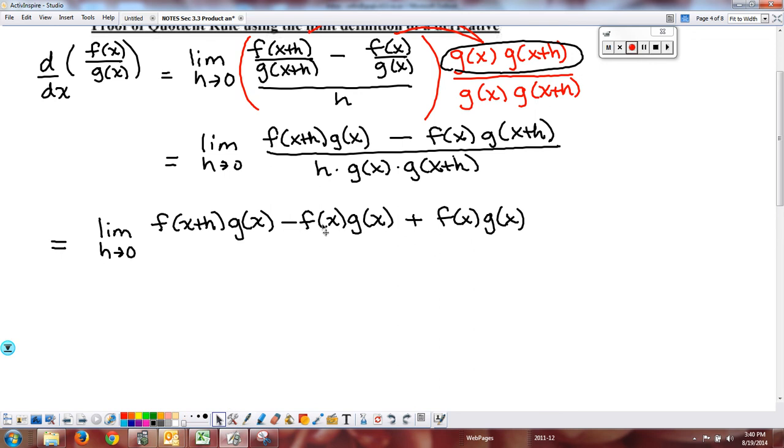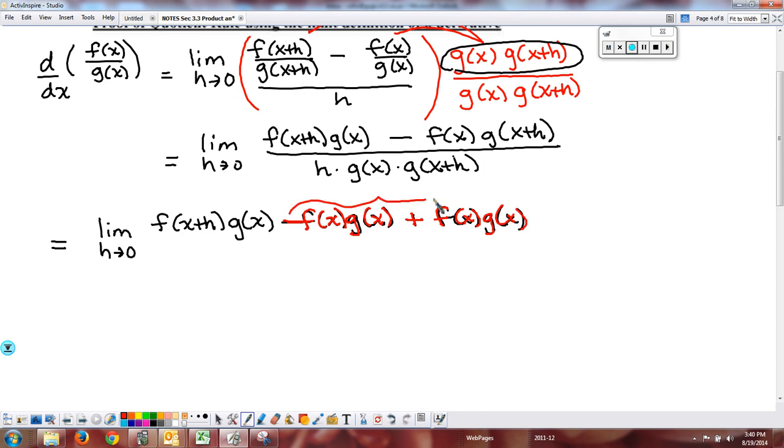I probably should have put that in a different color for you. I don't think I can go back and do that if I ungroup. Let's see. Maybe if... because I have that in there, it's not going to let me pick it. I'll just write over it then, because I want that to be in red. Minus f of x, g of x, plus f of x, g of x.